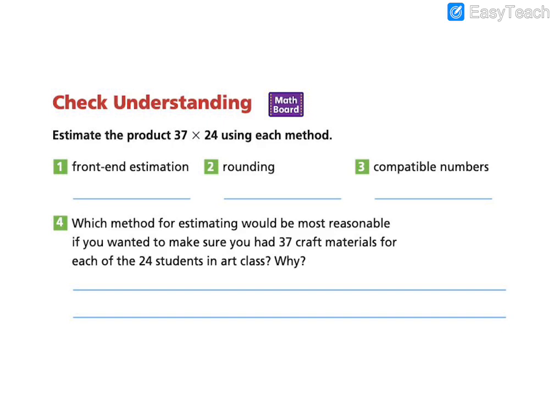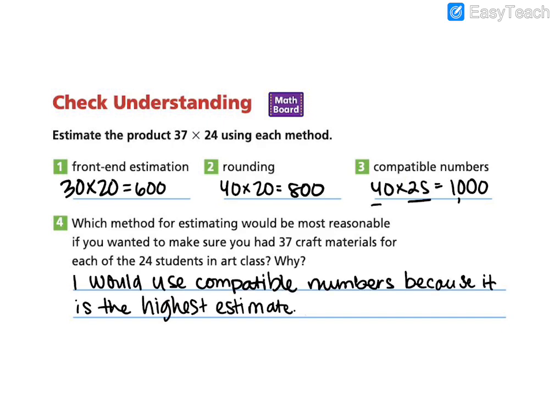All right, please go ahead and check, complete check understanding and press play when you are ready to check your work. All right, let's go ahead and check. So for front end estimation, we got 30 times 20 is 600. For rounding, 37 rounds to 40, 24 rounds to 20. And for compatible numbers, they chose 40 and 25.